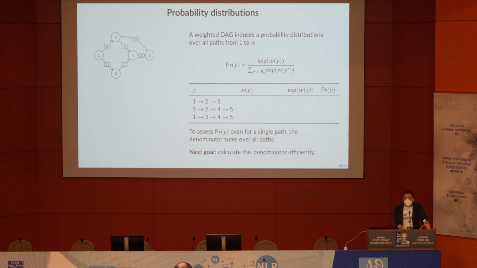I'm gonna show you next a couple of small extensions, also still staying in DAG world, because we've seen how to find the maximizer, but how do we compute probability distributions over the paths? A weighted DAG can induce a probability distribution the same way as we did in the classification case, by taking the total weight of a path as the score of that configuration and normalizing all of them with a softmax.